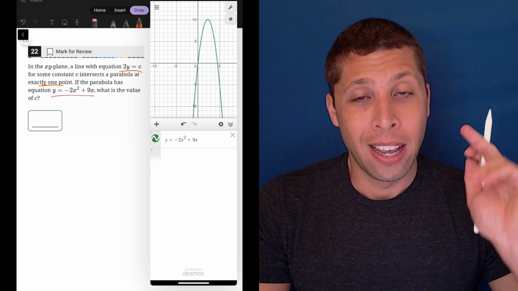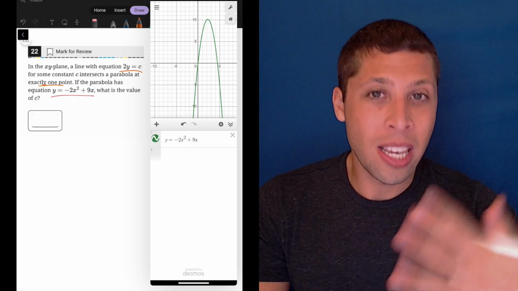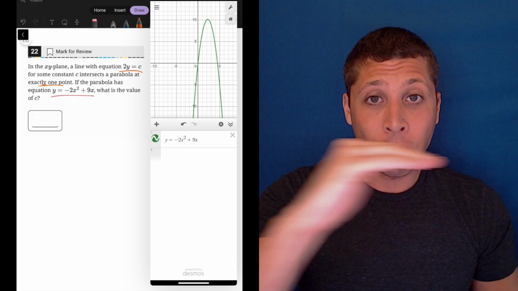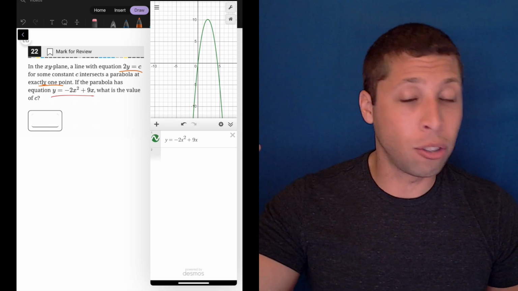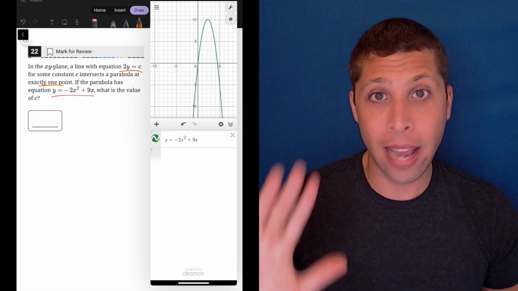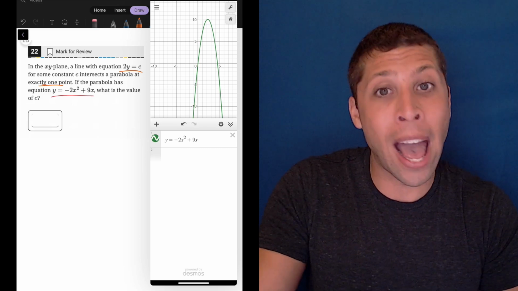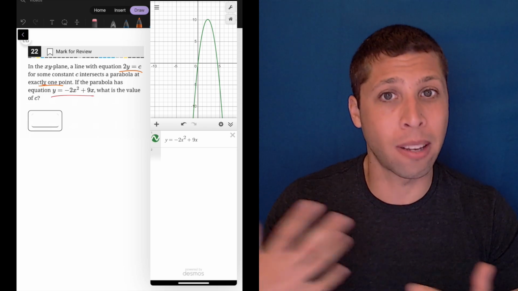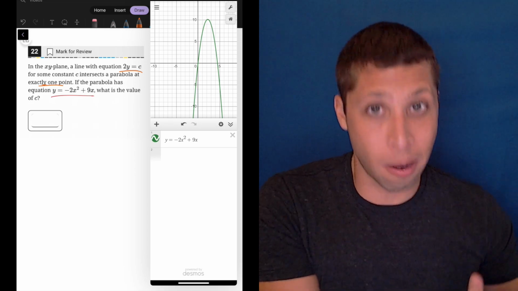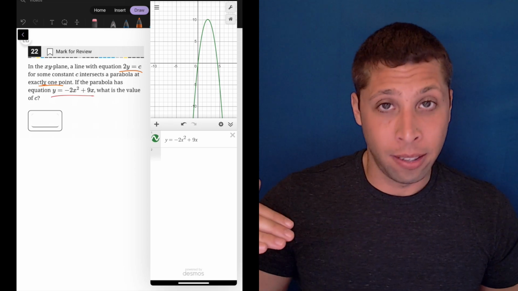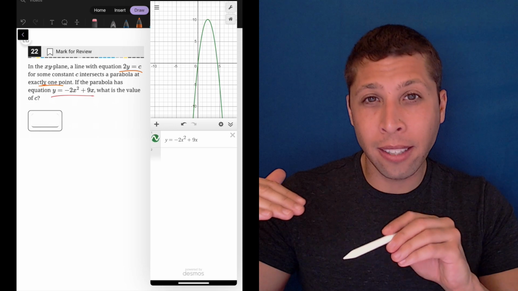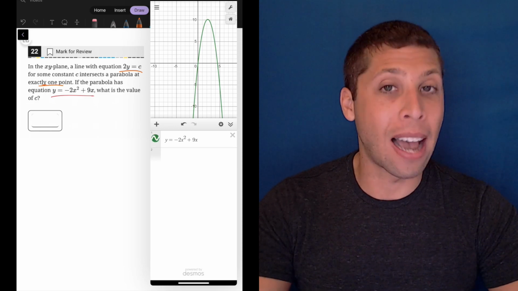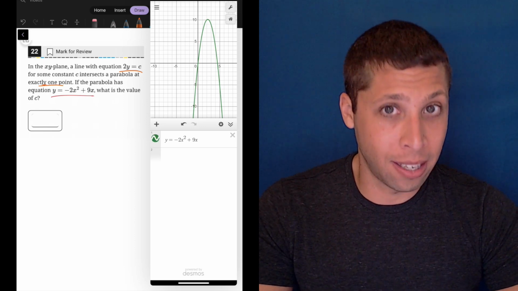But 2y equals c is a line, specifically a perfectly horizontal line, right? It goes directly left to right. There's no up and down movement, and we can see that because there's no x. C is a number, so we have something like y equals a number. And that means that if we're trying to get it to intersect our parabola at exactly one spot, it's got to hit the top. That vertex is the main point.